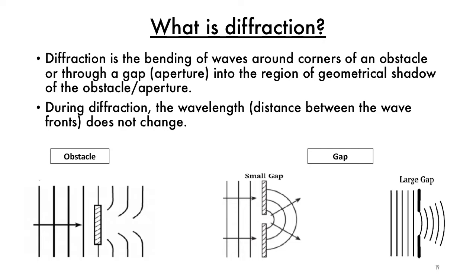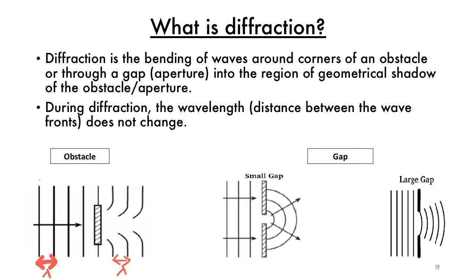Let's look at something more interesting in diffraction. The wavelength, which is the distance between the wavefronts, does not change. So during diffraction, the wavelength would not change. And what is wavelength? Wavelength is the distance between the two wavefronts. So this distance is the wavelength, and we can see that it remains the same in the process of diffraction. So just to recap, what is wave and what is wave front?